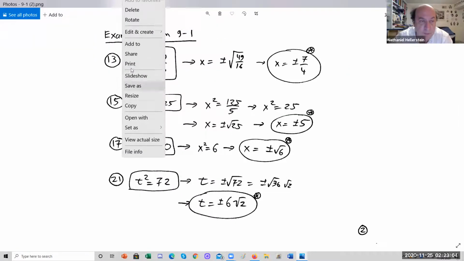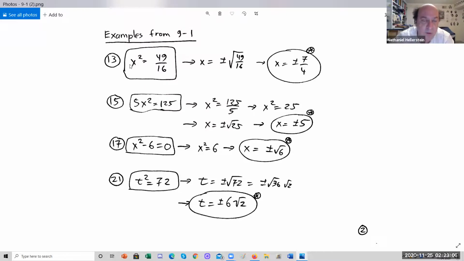All right, so fine. So number of things to solve. X squared equals 49/16. So the solution is x is plus or minus root 49/16. And root 49 is 7, root 16 is 4, so x is plus or minus 7 fourths. Here we have something a little more complicated. 5x squared equals 125. We need to get rid of the 5, so we divide both sides by 5. X squared equals 125 over 5. That comes out to x squared equals 25. So x is plus or minus root 25, and that is x equals plus or minus 5. So those are the solutions.